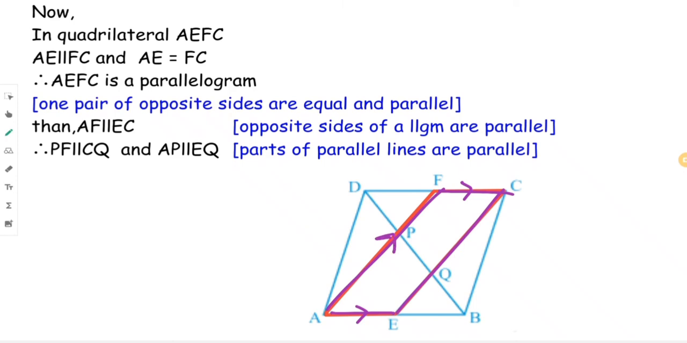Now that this is a parallelogram, once again, can we say that PF is parallel to QC? We can say, these two lines are parallel. Same thing, we can also say that AP is parallel to EQ. Why? Parts of parallel lines are parallel.